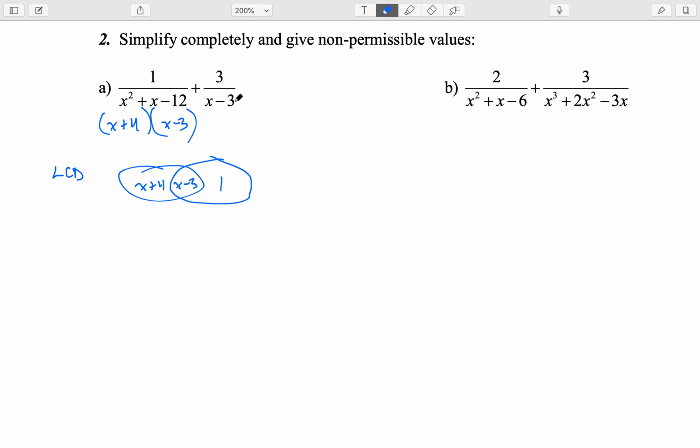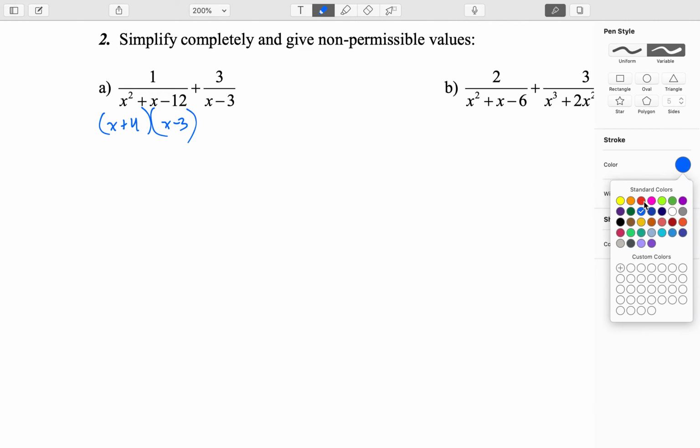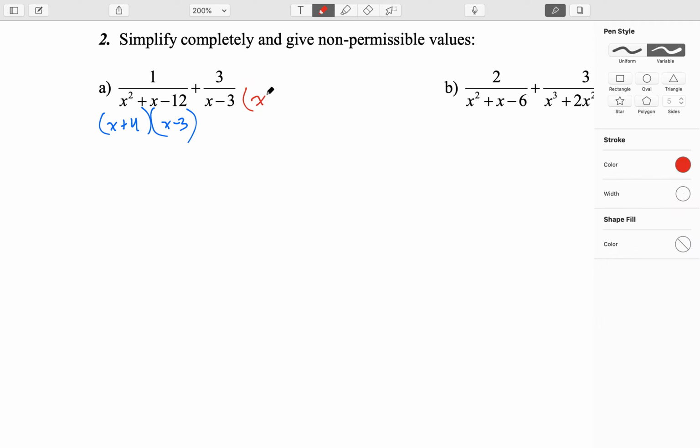This one's done. This is the one where I need to put in the other factor. So really, I need to insert a factor of x plus 4. So I need to multiply that not just at the top, I need to do it to both top and bottom. Okay, so this I don't really need because it's kind of in the way. So let's get rid of this stuff. So here's what I'm going to do. I'm going to multiply this one over here by x plus 4 because that's the missing factor. I need x plus 4 and x minus 3.